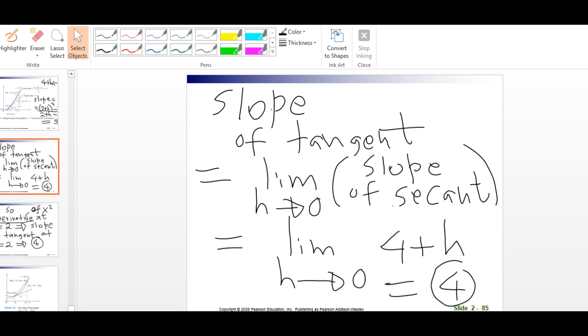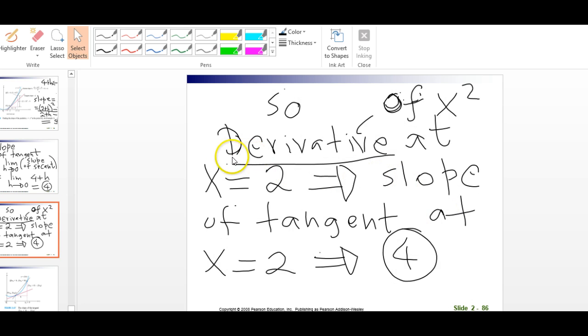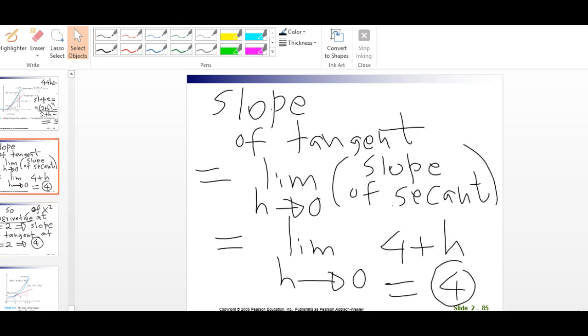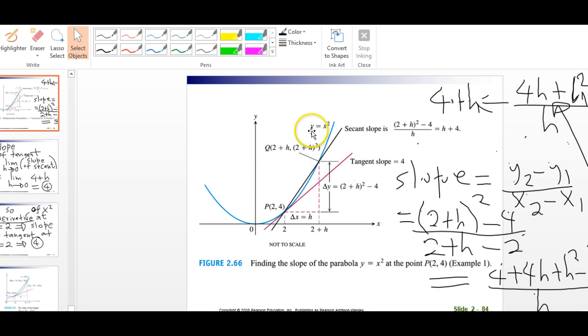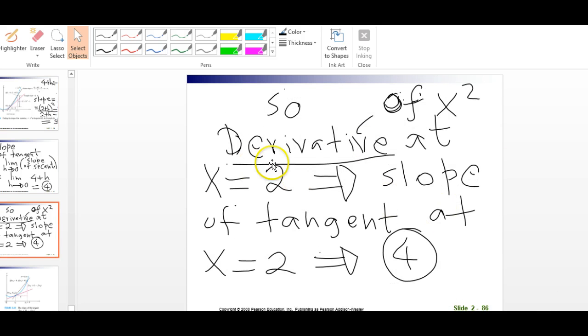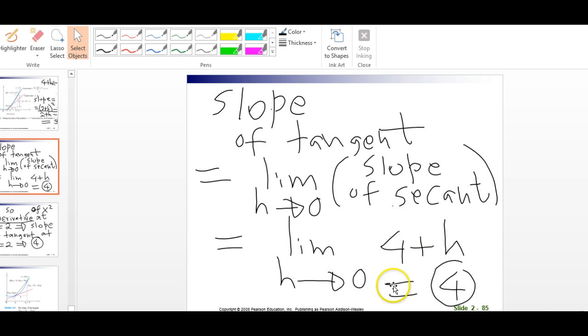So what does that say? We can now say that the derivative of the function x squared, why x squared? Because we started with x squared, that's our function, at the point x equals 2, which is the slope of the tangent at x equals 2, once again let me reiterate, is equal to 4. Where did we get the 4? We got the 4 by taking the limit of the slope of the secant as h tends to 0.